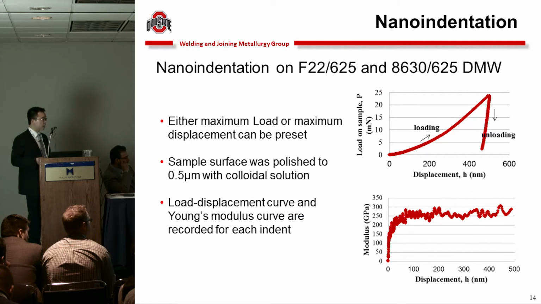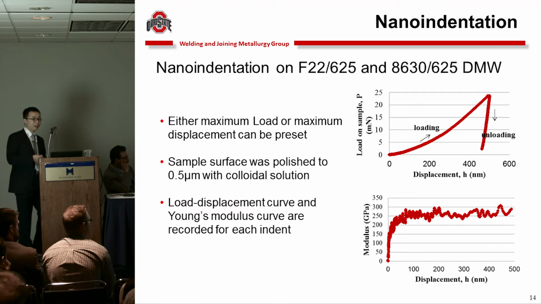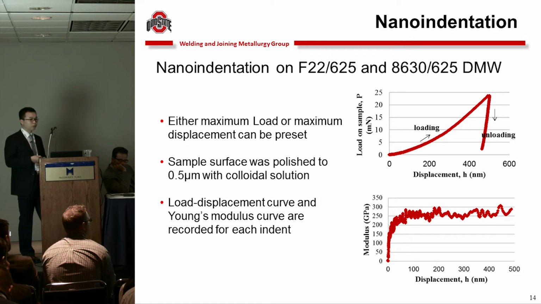Yeah, because the Vickers hardness cannot reveal the hardness in a very narrow region, like 10 to 50 micron, like the planar growth zone. That is too narrow. So we need to use nanoindentation to review the hardness in that very narrow region. For nanoindentation, either the maximum load or maximum displacement can be preset. And our samples were polished to 0.5 micrometer with the colloidal solution to keep the surface flat and smooth.